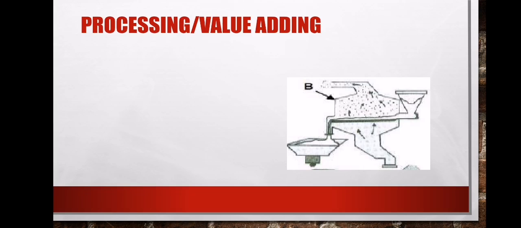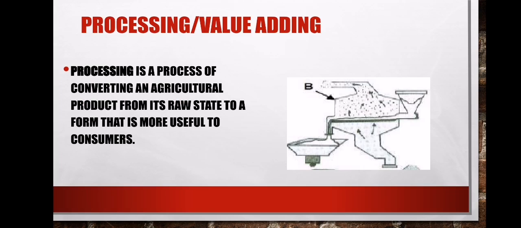When we look at processing, good people, which can also be called value adding, we are saying, in this case, it's whereby a raw agricultural product is converted or is changed or is altered. Take note of this term. Can be converted, changed, or altered. A raw agricultural product is converted to a more consumable product or to a more useful product to consumers. So we are saying it is a process of converting, changing, altering an agricultural product from its raw state to a form that is more useful to what? To consumers.